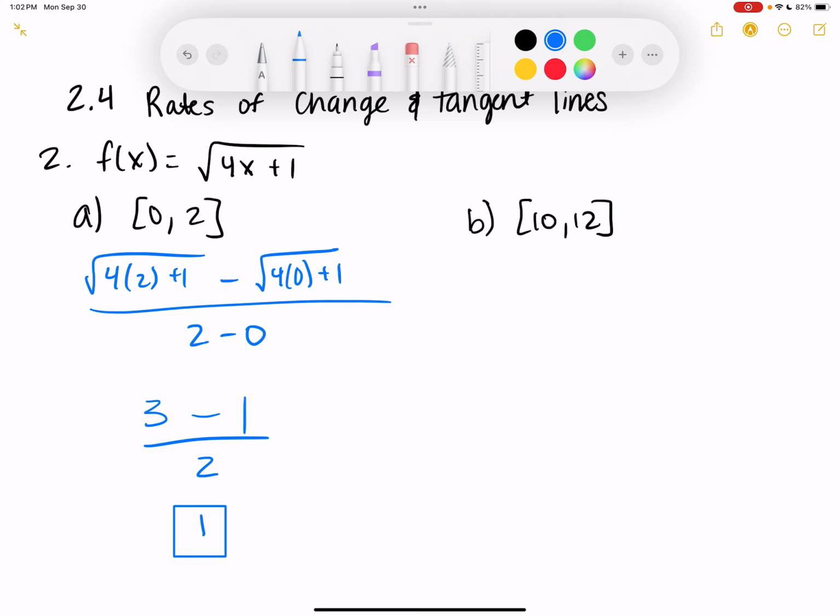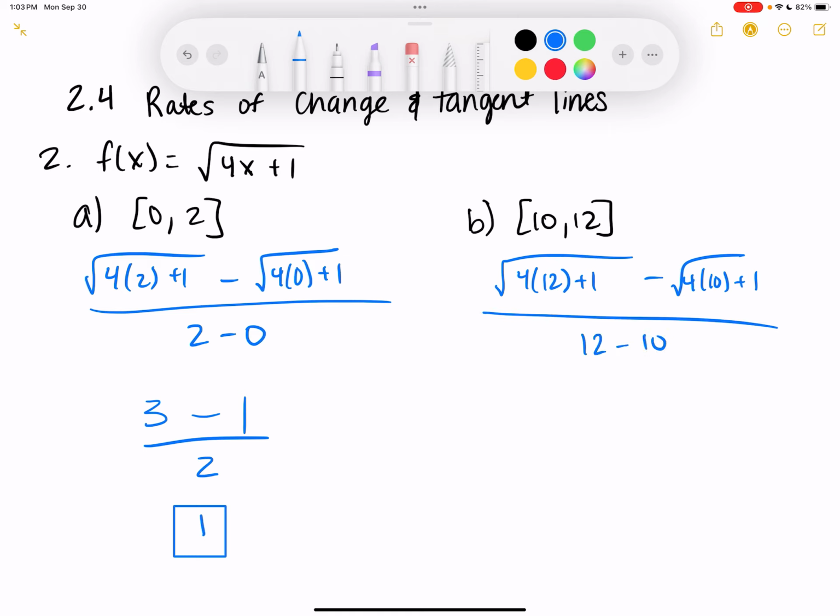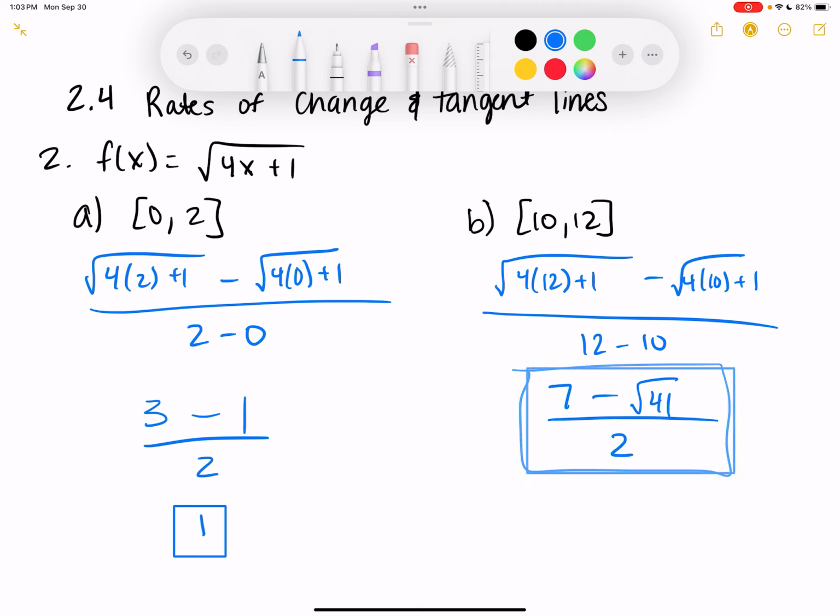Then I do the same thing with 12 and 10. The square root of 4 times 12 plus 1 minus the square root of 4 times 10 plus 1, all over 12 minus 10. So what have I got? The square root of 49, that's 7, minus the square root of 41, all over 2. It can just be left this way, right? There's nothing else going on. I can't reduce 41 down any farther.